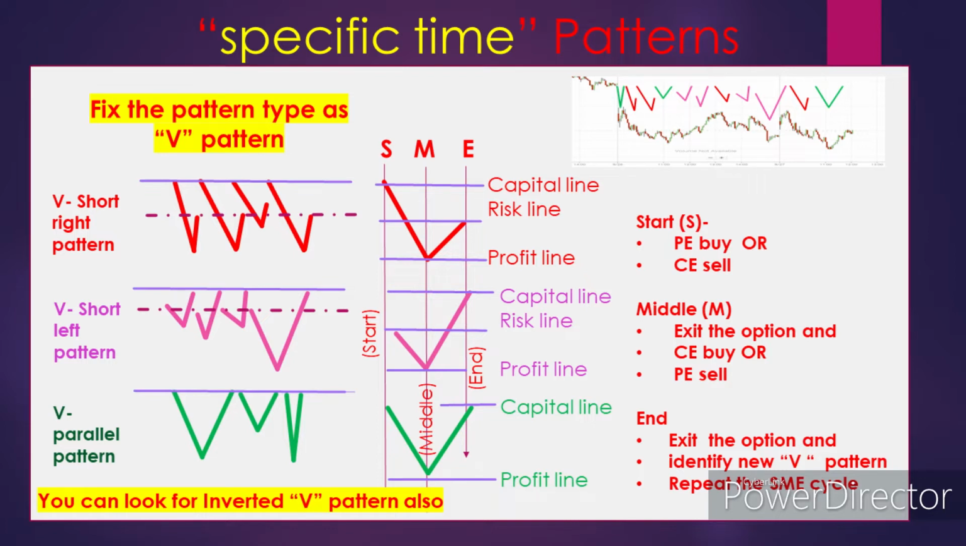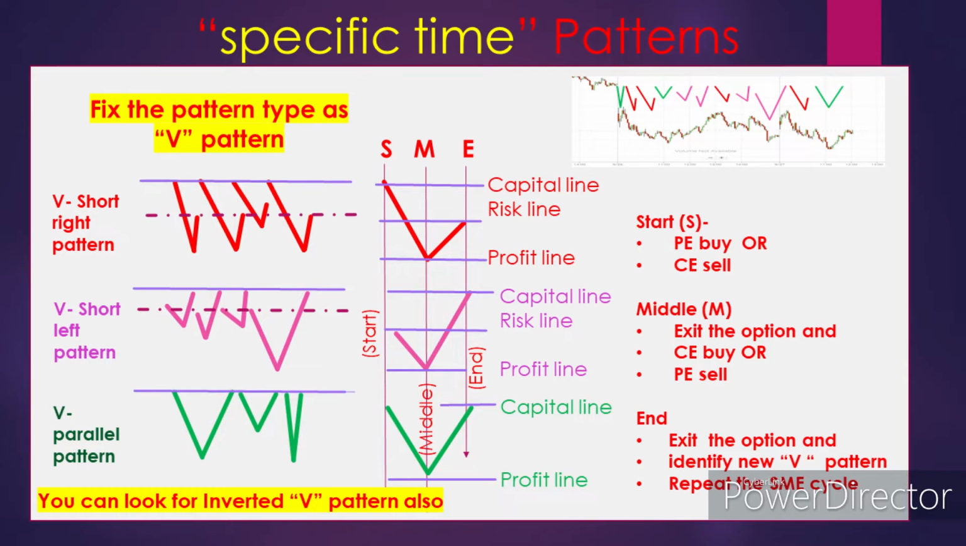Specifically, in the first case, we can consider the short right V pattern. The capital line, wherever it starts, will fall and touch the profit line and reverse back to the risk line, which will never touch the capital line. This is the scenario. That's why we call it a short right V pattern.